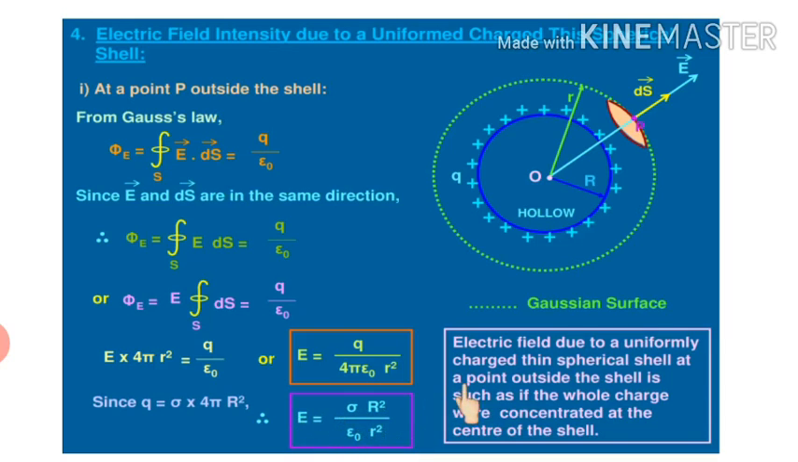We can say that the electric field due to a uniformly charged thin spherical shell at a point outside the shell is such as if the whole charge were concentrated at the center of the shell. Because the expression we are getting over here, E equals q upon 4 pi epsilon naught r square, we have already done for the electric field due to a point charge at any point. So that's why it is said that the electric field due to this charged spherical shell is such that the whole charge is concentrated at its center, that is O.